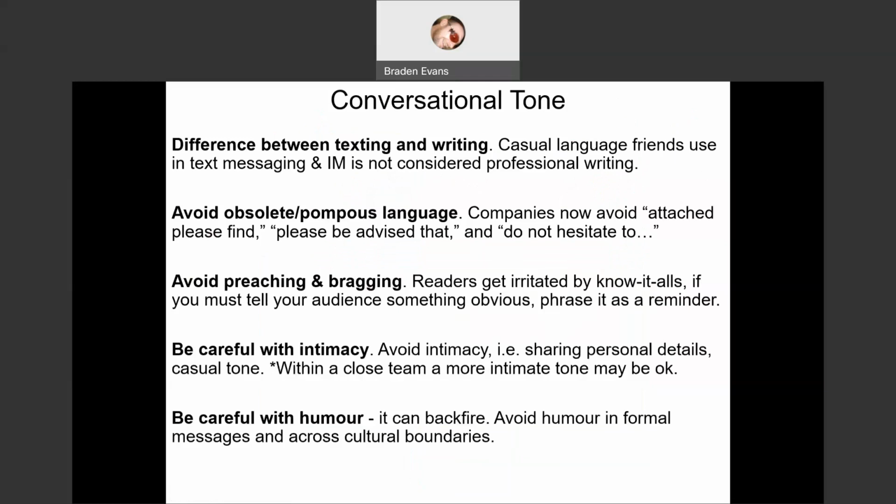Okay, let's get into conversational tone a little bit. This is interesting stuff. Obviously, there's a difference between texting and writing. Texting your buddies and writing an email to your prof, right? We can use much more casual language, acronyms, emojis, and stuff when we're text messaging and writing instant messages to our friends. It's not considered professional writing, so don't use that in your emails, right?